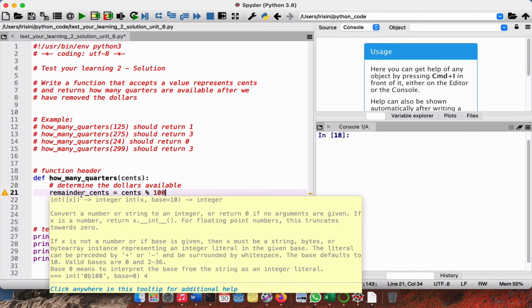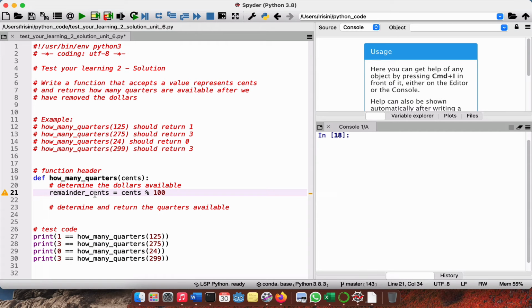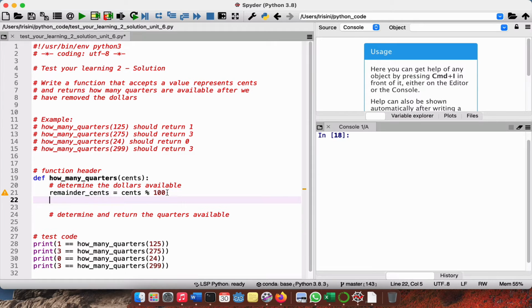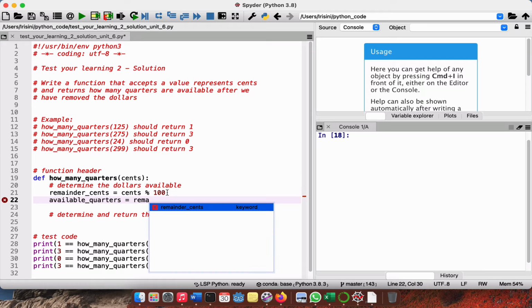So what this does is tell me in remainder cents how many cents I'm left with after I have taken out as many dollar bills as possible. So now I need to determine how many quarters are in those remaining cents. So available quarters will simply be what I have in remaining cents, integer division 25.